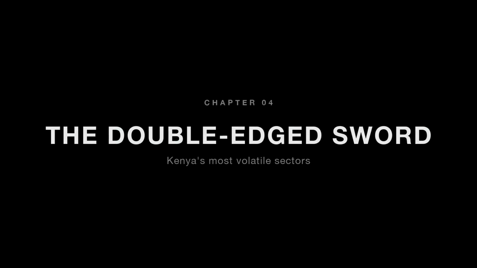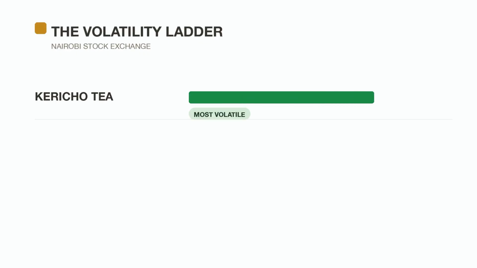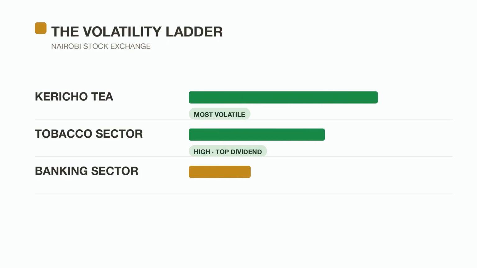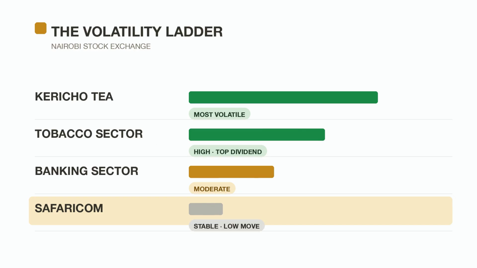Let's be honest, guys. Volatility is a double-edged sword. But the one thing that you need to learn is how to use volatility to your advantage. Look at the stocks of, let's say, the Kericho tea factories around the Kericho free markets. They are the most volatile of all stocks in the country. If you look at the banking sector, it is a little bit stable, but also more volatile than maybe Safaricom. Look at the tobacco sector, guys: a little bit more volatile, and also the highest dividend payout.